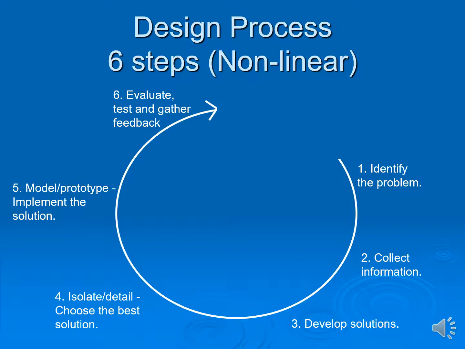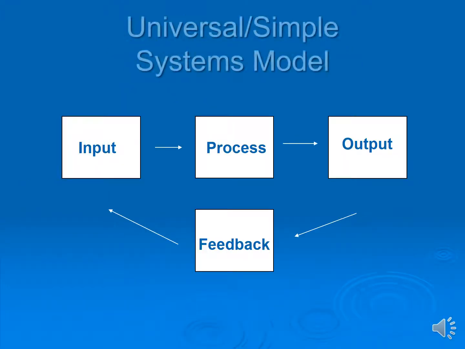If it doesn't work, and since this is nonlinear, it's basically cyclical, you can go ahead and identify what caused it not to work, or identify the problem to the failure. Okay? And you can go back, collect more information, refine, and go over the process again until you get it right. Well, the universal or the systems model, you've already covered it. Every basic system consists of the input, the process, the output, and feedback.